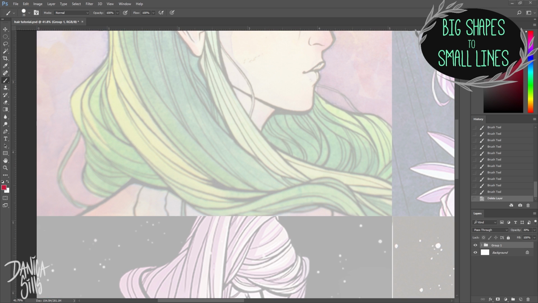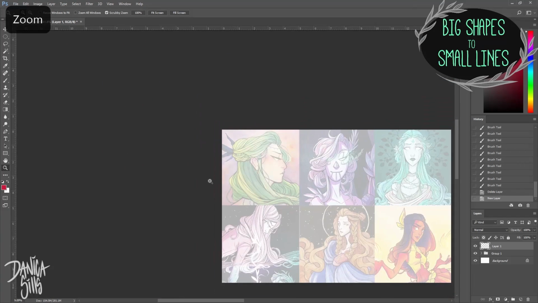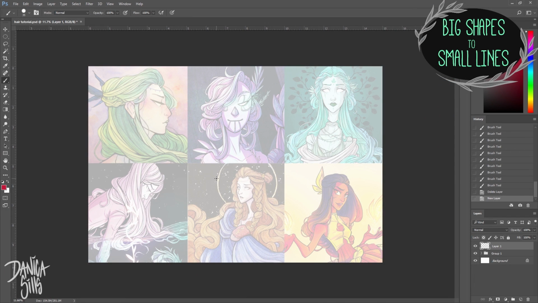Okay, the next point that I would say is work from bigger to smaller. So think shapes first, then lines. For these, when I'm thinking about hair, I like to break it down into shapes first in my head, and then figure out a plan of attack of how hierarchically it actually needs to be drawn.